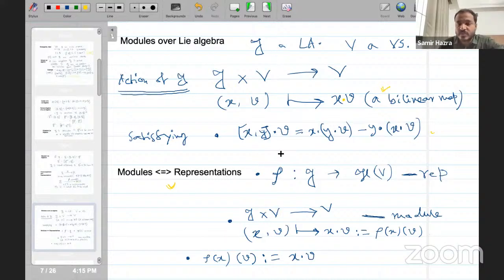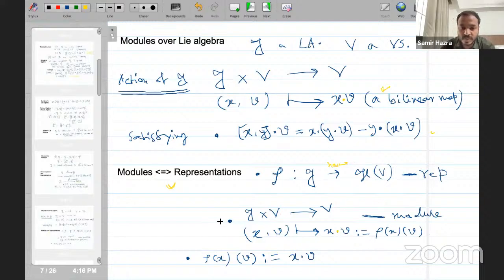Well, modules and representations are actually equivalent. Why? Because if we take a representation rho, which is a homomorphism from G to gl(V), a Lie algebra homomorphism, then from here you can actually write the module, that is, how G acts on V. Basically, from this information, we can write that (x, v) goes to x·v, which is defined to be rho(x)(v). rho(x) is a linear map on V, and v is the argument of this function rho(x). So this gives the action.